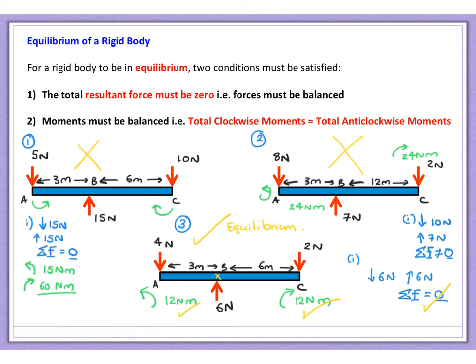But because there are 10 newtons acting downwards and 7 newtons acting upwards, there is a resultant force of 3 newtons downwards, and the whole rigid rod, the whole system, will move vertically downwards under the action of this resultant force of 3 newtons.